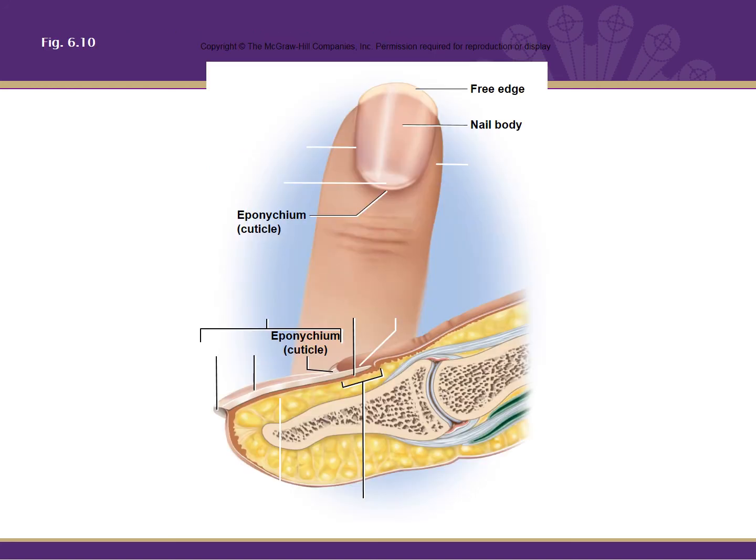Let's go through the structures of the nail together. First, you have the nail plate. Recall that the nail plate is the hard part of the nail. The nail plate includes the following: the free edge, this is the portion that overhangs the fingertip, the nail body, which is the visible attached part of the nail, and then the nail root, which extends proximally underneath the overlying skin. Then you have the nail matrix, and it's within the nail matrix that growth of the nail occurs.